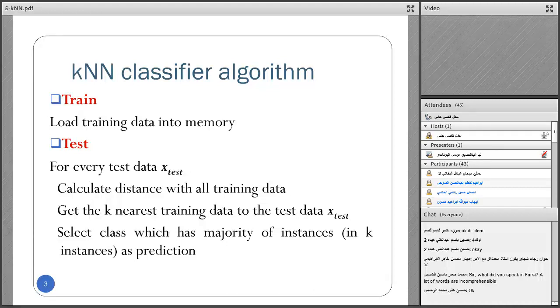And then we use this nearest data to find a prediction for the test data. In classification, we want to predict the output of a test data. So in the KNN, we are calculating the distance of the test data with all of the training data, and then we are finding the nearest data in the training data to the test data, and then using the nearest data, we select the output which has the majority. This is the algorithm.